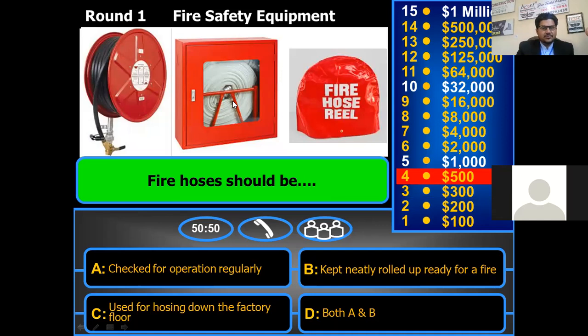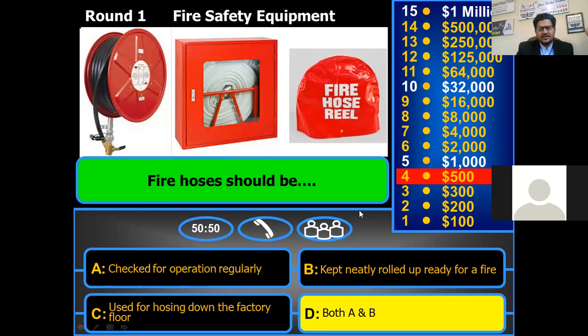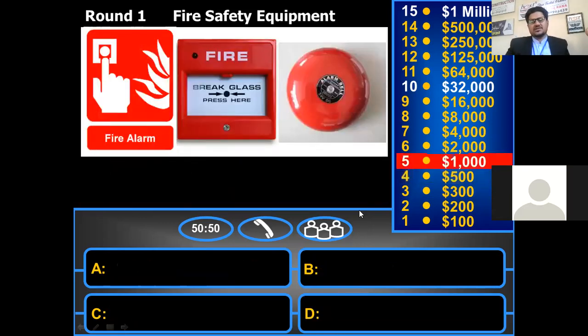Okay, so yes, D is the right answer, mashallah. Brilliant. Excellent, mashallah. The last question of round number 1, $1,000 question number 5.